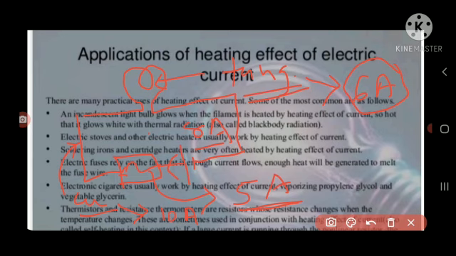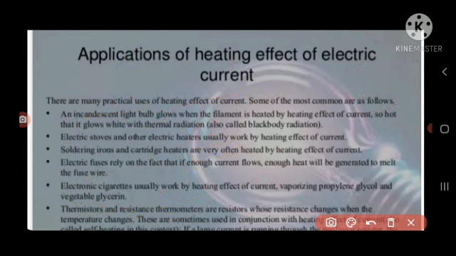The fuse wire melts, because the more the current, the more heat will be generated, and it has a low melting point, so the fuse wire easily blows away. And when the fuse wire blows away, the circuit is broken and current cannot pass through the circuit, and the electric bulb is saved from damage. In this way, fuse wire works.